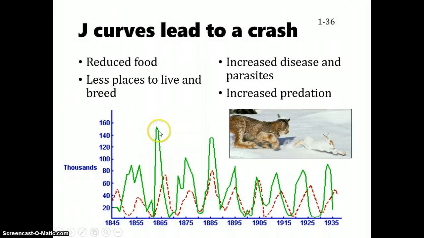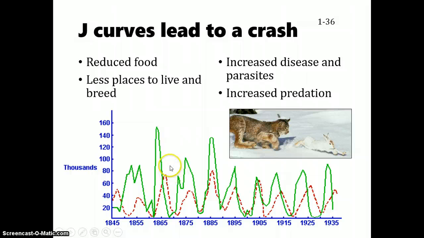You couldn't keep growing exponentially because it's going to lead to a crash. Now, in this case, the crash may have been due to reduced food or disease or fewer places to live. We don't know. But we do have evidence that it could be due to more predation. So this red line represents the lynx, and again, the lynx is eating these snowshoe hares. So you see that here we have the rabbit increasing a lot. Well, the lynx, who eats these, starts increasing after we see this peak.